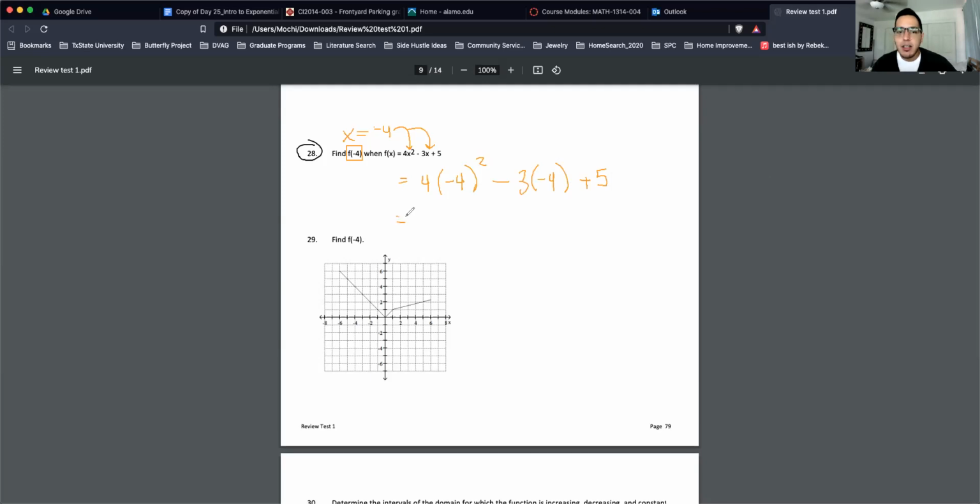Okay, so you could do this by hand, or you could throw it in the calculator. I'm going to do a little bit by hand. This should be 4 times 16, and then this is -3 times -4, so that would be plus 12 plus 5. Looks like I'm doing all of it by hand. This is 64 plus 12 plus 5, which is going to be 76, 81.